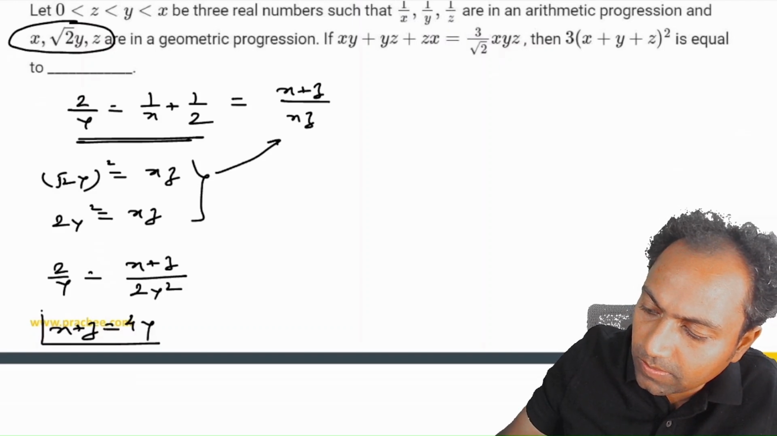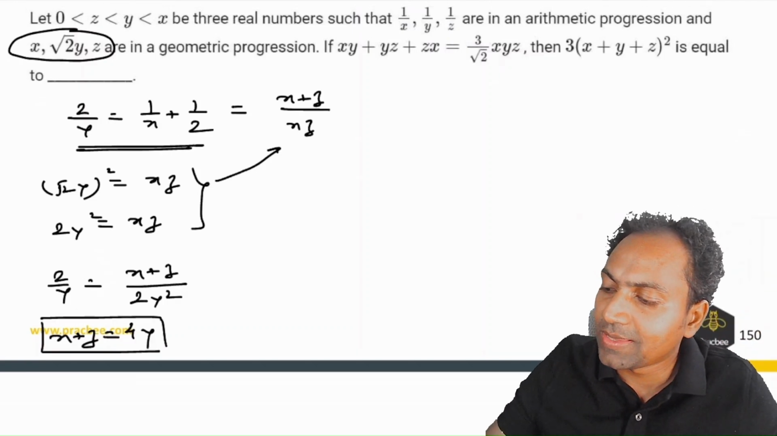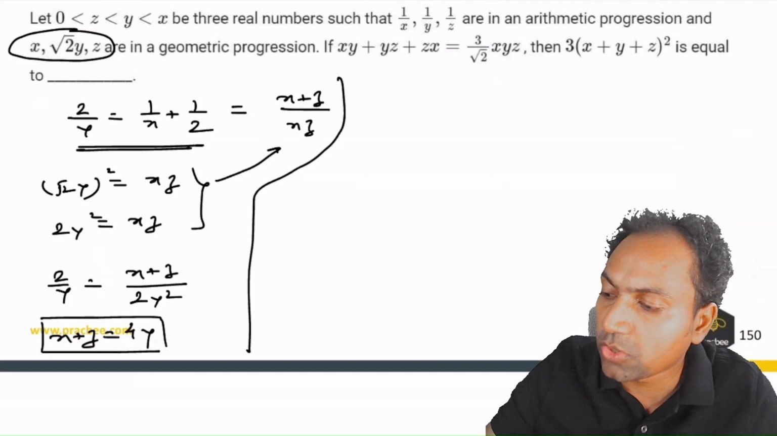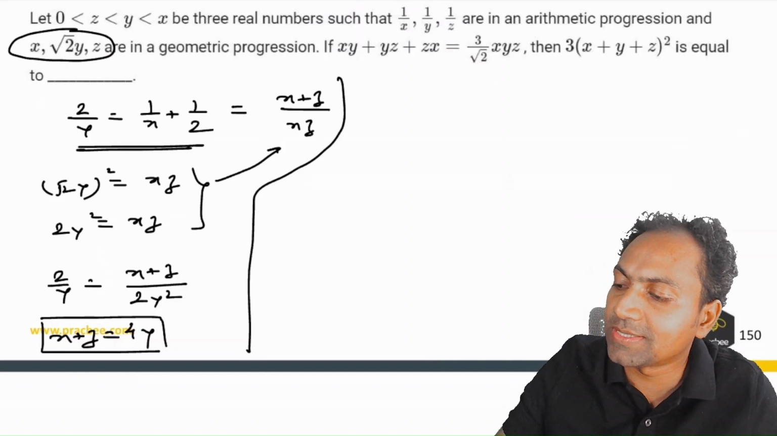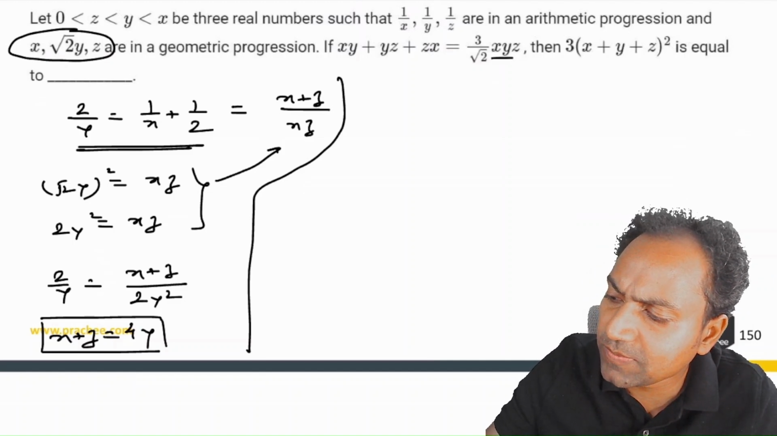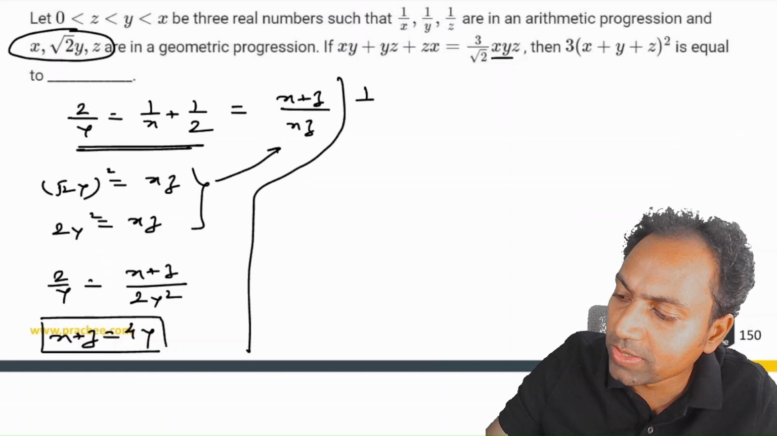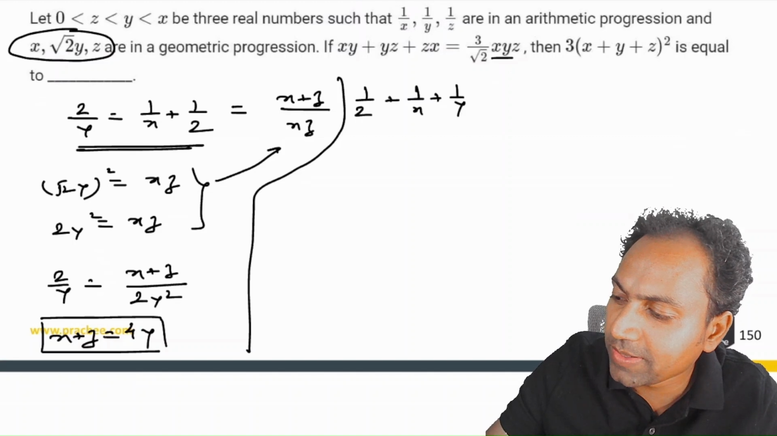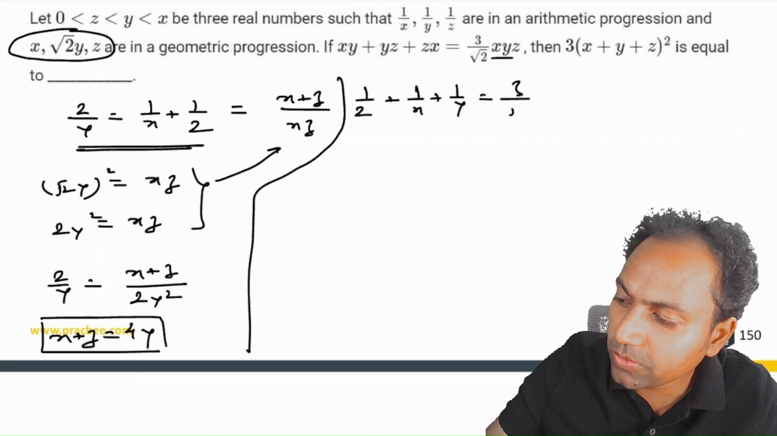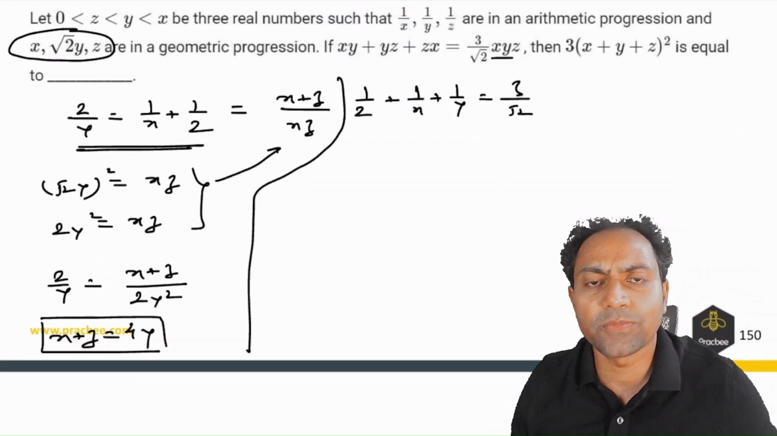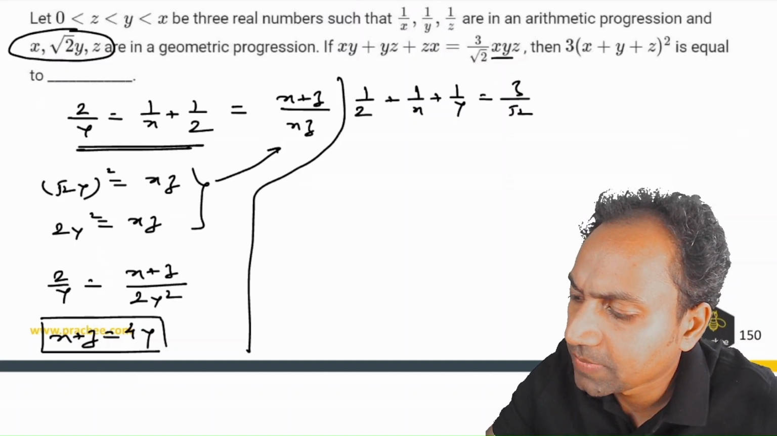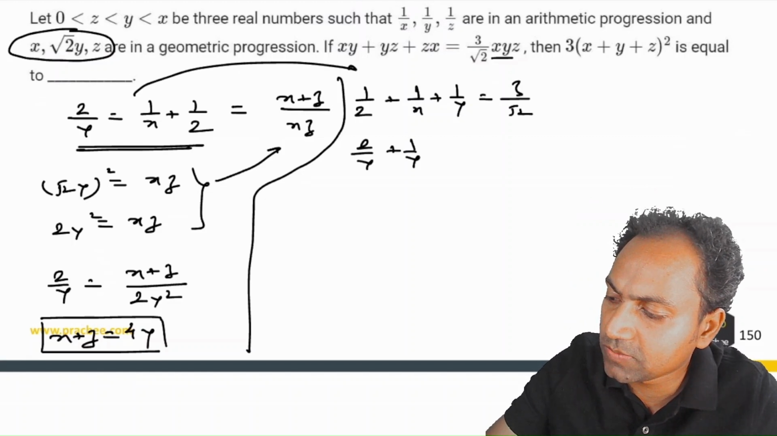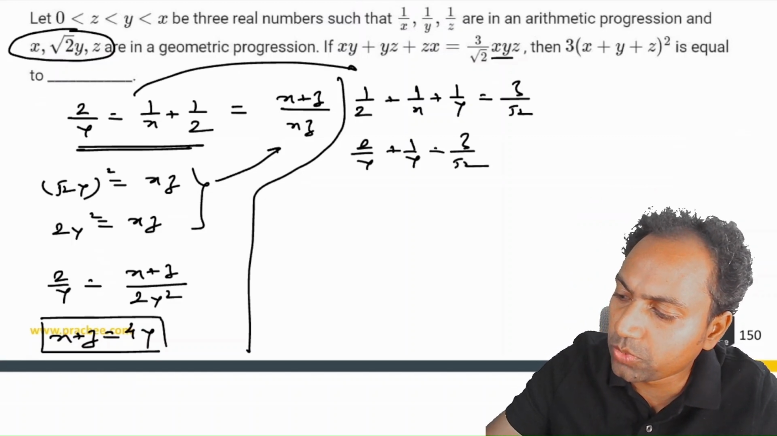Now apart from that, they have given us another condition. What is the other condition? Let us look into this. This condition talks about a relation between x, y, y, z, zx. If I divide this by xz on the left hand side, it becomes 1 by z plus 1 by x plus 1 by y is equal to 3 by root 2. Now this is a very interesting condition because, again from this first condition, I can substitute the values here and this becomes 2 by y plus 1 by y is equal to 3 by root 2.